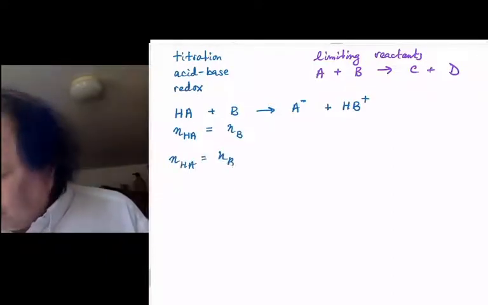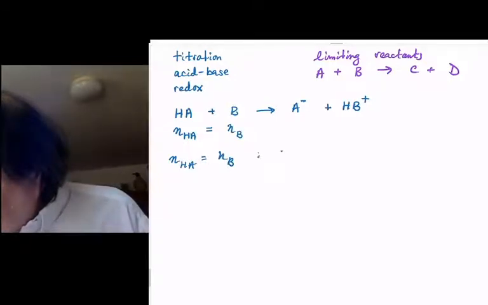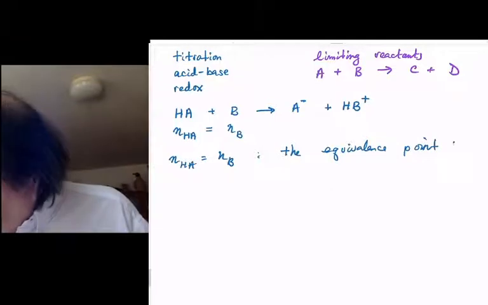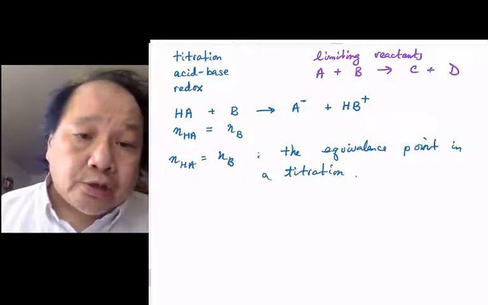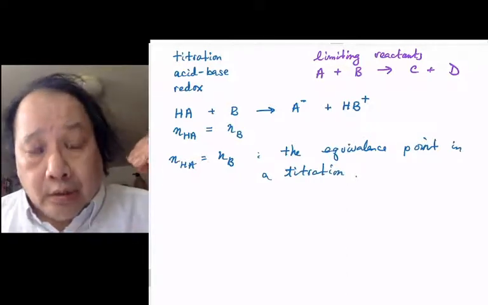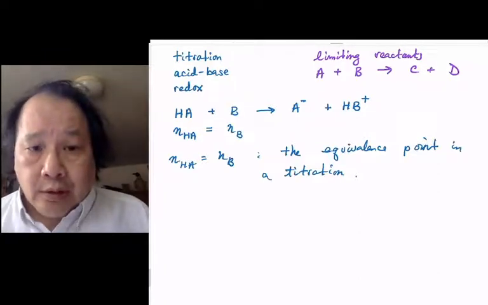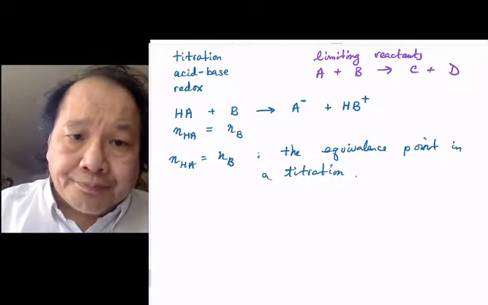When the number of moles of acid and the number of moles of base are equal, this is called the equivalence point in a titration. And when we say we titrate something, it's shorthand for reaching the exact equivalence point in titration. And so let's look at a problem.